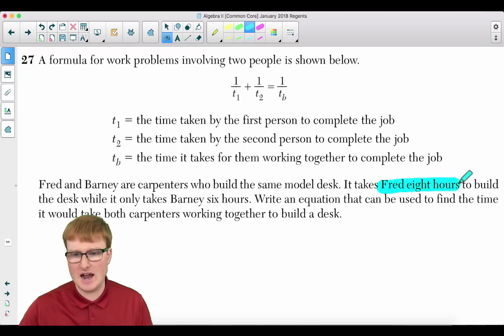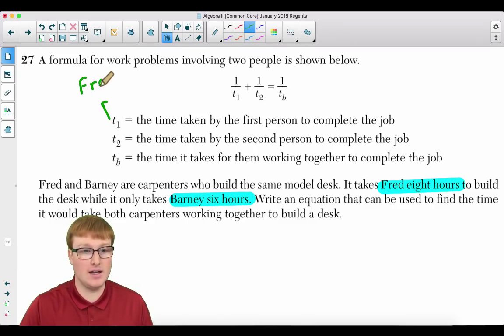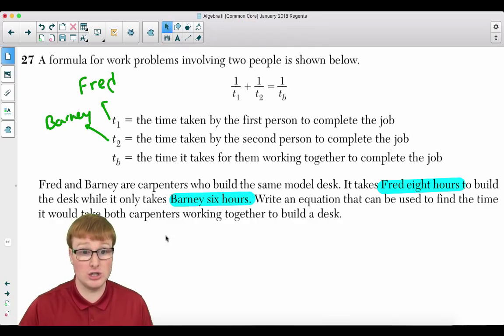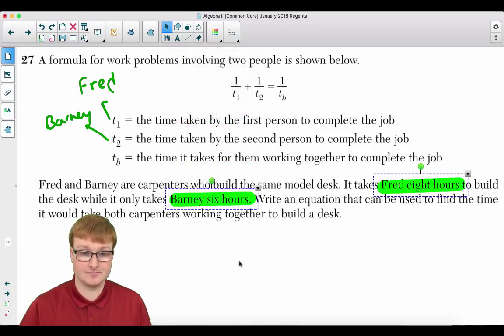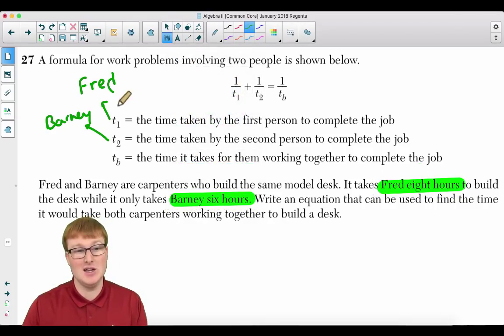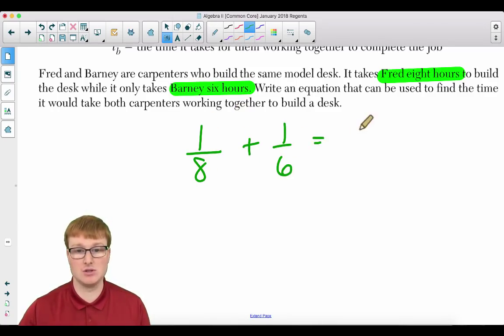It takes Fred 8 hours to build. It takes Barney 6 hours. You could do anything you want, really. Let time 1 equal Fred, and let time 2 equal Barney. Literally, all you're doing is taking the Fred and Barney hours, which are 8 and 6, and plugging them in for T1 and T2, and you leave TB alone. So your answer is 1/8 plus 1/6 equals 1 over TB.